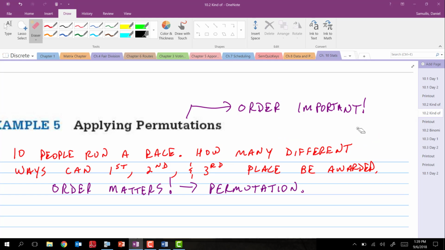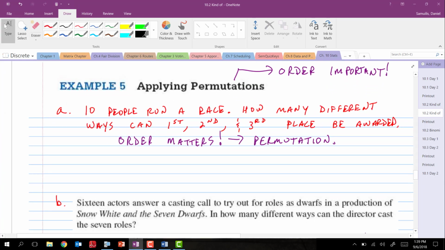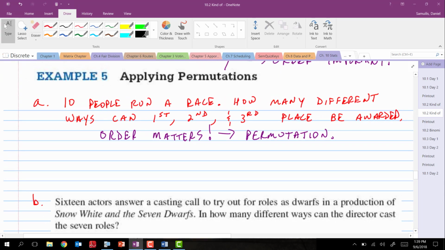So I say again, permutations are when order matters. Okay, so look at this next question. This is like what I said about the words. Dragonfly, 9 permutations, 9 at a time. What if I only wanted 5-letter words? It'd be 9P5. 10 people run a race. How many different ways can first, second, and third place be awarded?